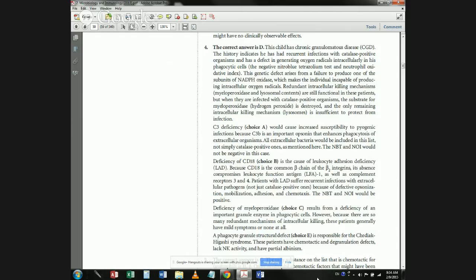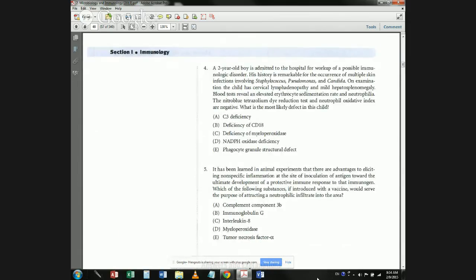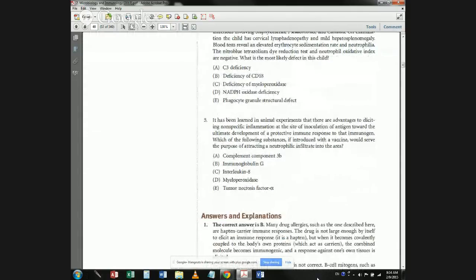All right then. Up to 5. It has been learned in animal experiments that there are advantages to eliciting nonspecific inflammation at the site of inoculation of an antigen toward the ultimate development of a protective immune response to that immunogen. Okay, if you say so. Which of the following substances, if introduced with a vaccine, would serve the purpose of attracting a neutrophilic infiltrate into the area? So what do you need to attract a neutrophil? You're trying to attract a neutrophil to come to your party, basically. How do you market that?